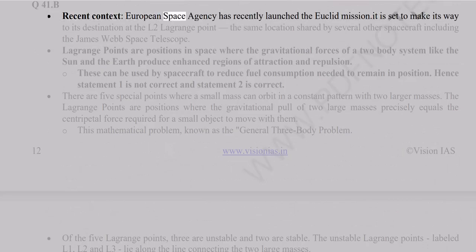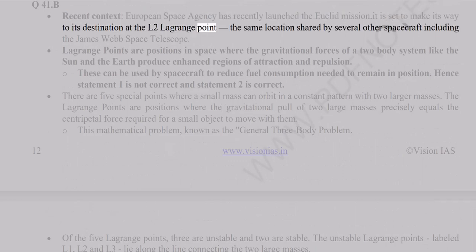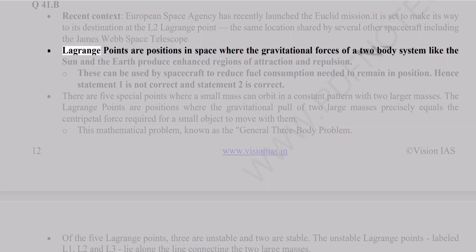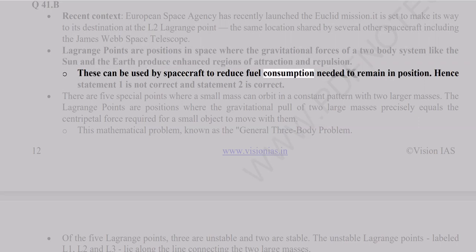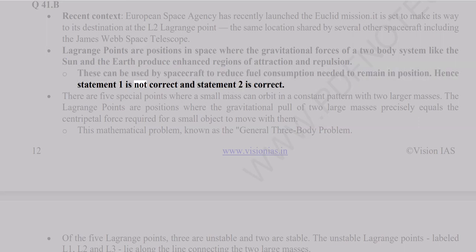Recent context. The European Space Agency has recently launched the Euclid mission. It is set to make its way to its destination at the L2 Lagrange point, the same location shared by several other spacecraft including the James Webb Space Telescope. Lagrange points are positions in space where the gravitational forces of a two-body system like the Sun and the Earth produce enhanced regions of attraction and repulsion. These can be used by spacecraft to reduce the fuel consumption needed to remain in position. Hence, statement 1 is not correct and statement 2 is correct.